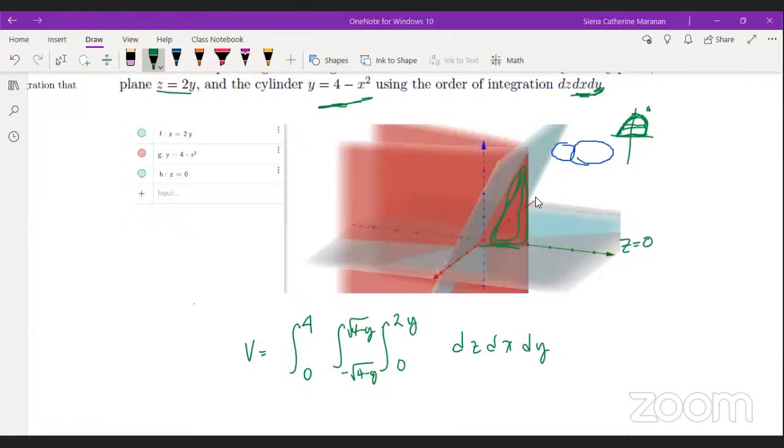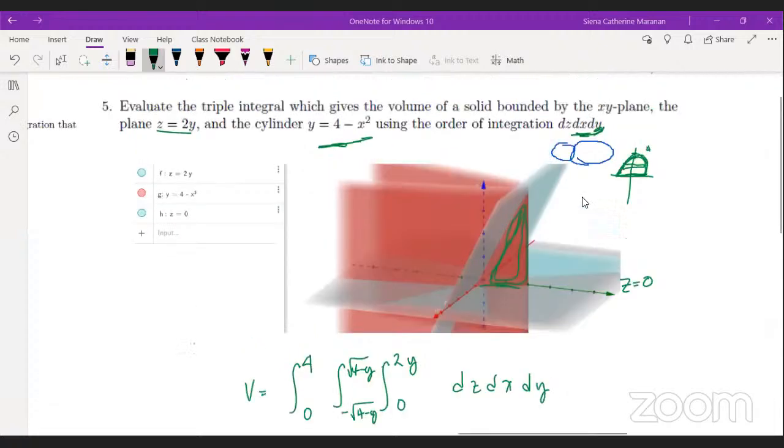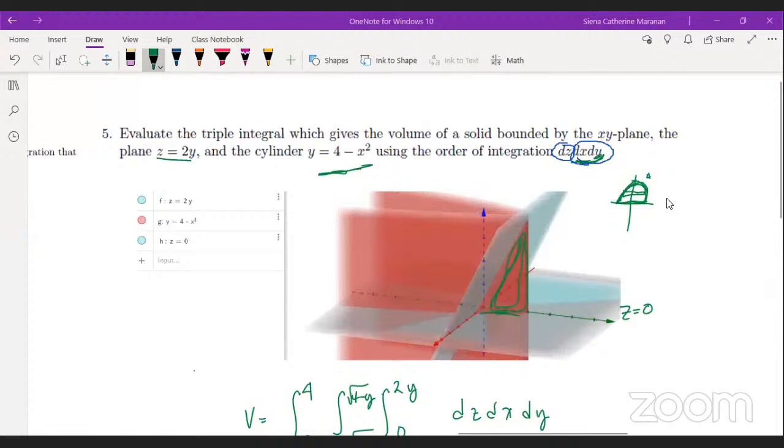Ay, Ma'am Shi, tinaas mo, nawala yung annotation ko. Ay, sorry. Ikaw naman.